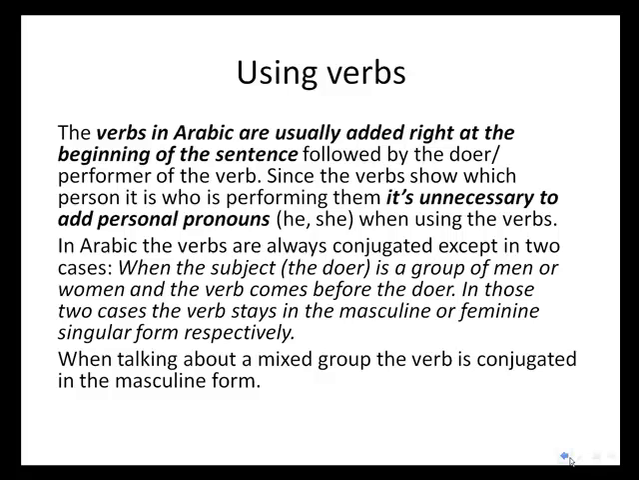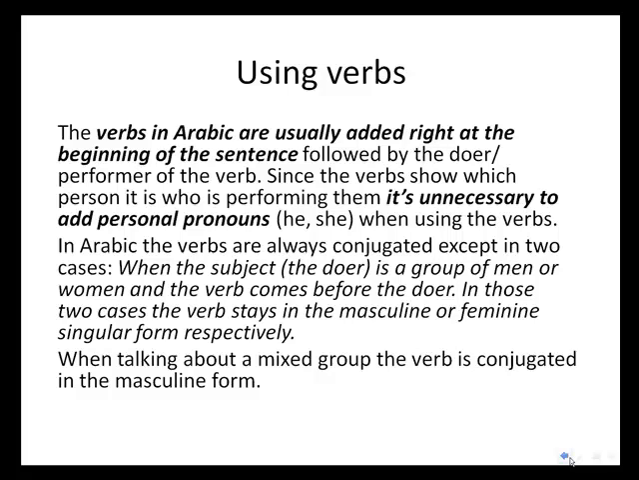Since we learned last time that the verbs show who is doing them with a little extra suffix added at the end, if we say dhahabtu, we know it's I who went. If we say dhahaba, we know that it's he who went, etc. It's unnecessary to add personal pronouns. However, it's not wrong to add them. So if we say ana dhahabtu or dhahabtu, both are right.